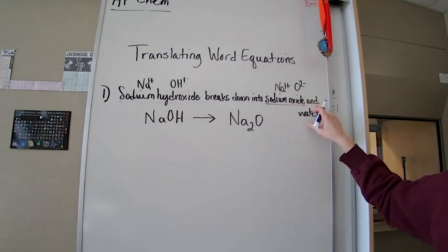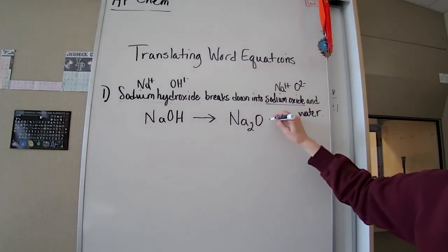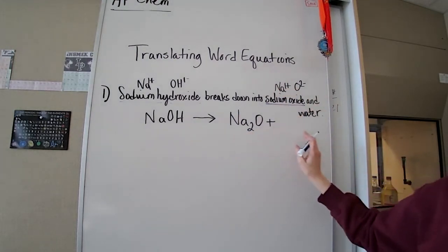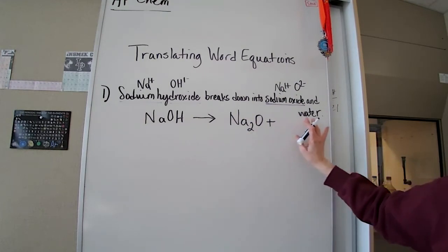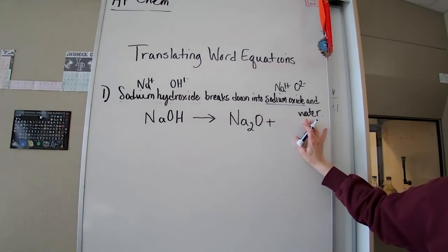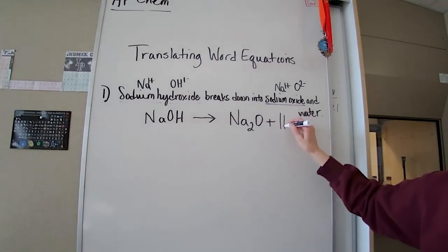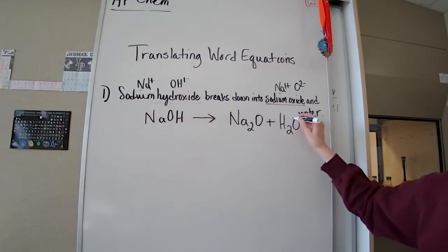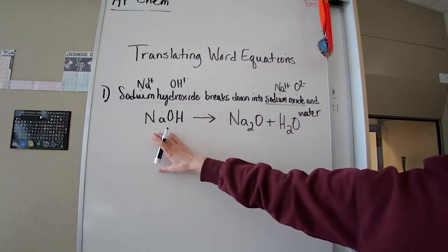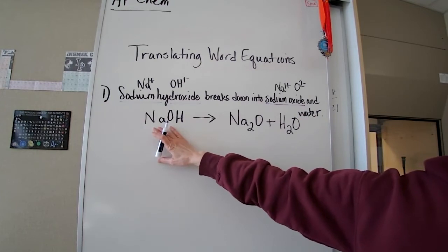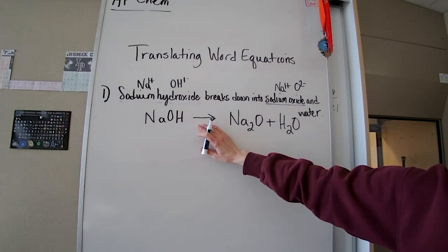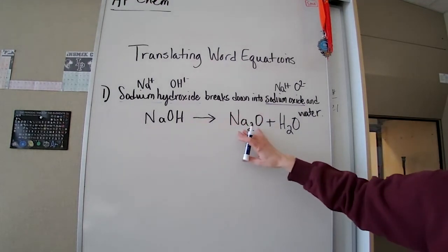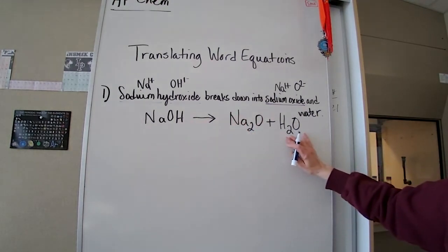The next part of the word equation is "and." Whenever we see "and" between 2 substances, that means a plus. So on the product side here, it means that we have 2 different products, Na2O, and then the compound that is water. Water is H2O. And so now we have written the reactant, in this case, there's just one, NaOH, "breaks down into" means that we have an arrow between reactants, and then our products are sodium oxide and water.